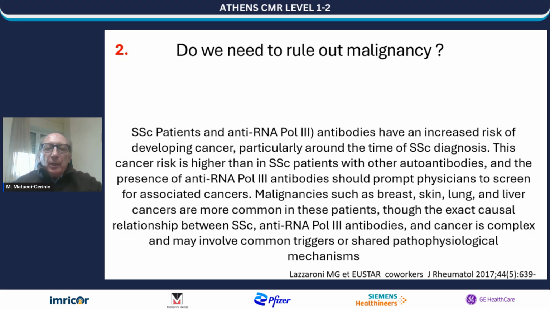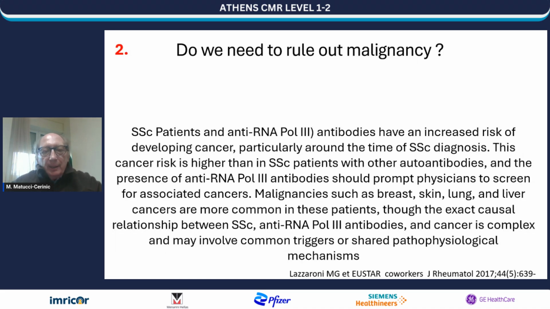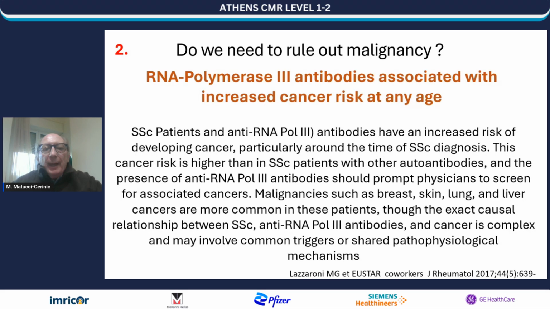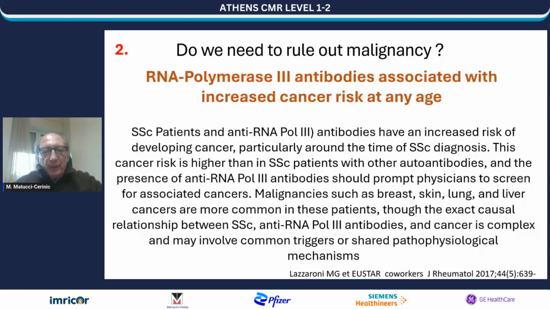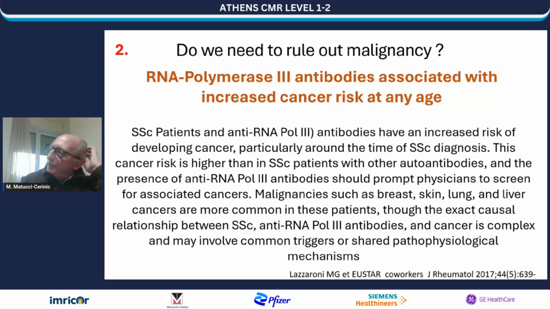But moreover, the question is: do we really need also to rule out malignancy? Because malignancy, we know, is tightly linked to myositis, in particular in those patients that have the RNA polymerase III positivity. So we know that the myositis with an RNA polymerase III positivity is potentially linked to a hidden cancer. That's the reason why we have to investigate as much as possible the presence of a hidden malignancy in these patients that specifically have the RNA polymerase III.